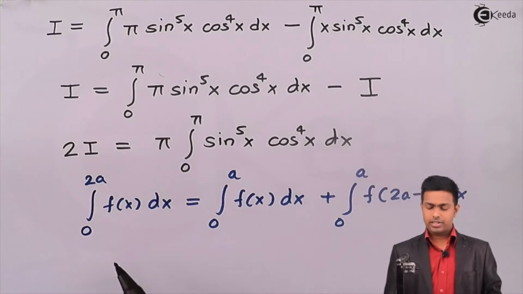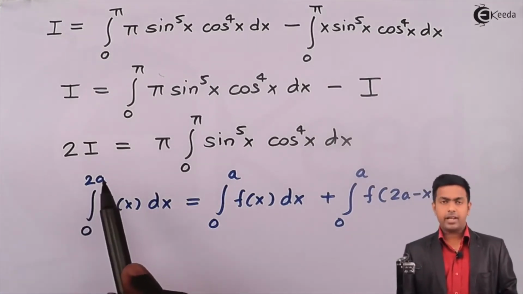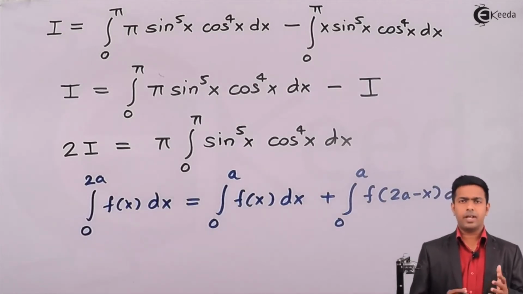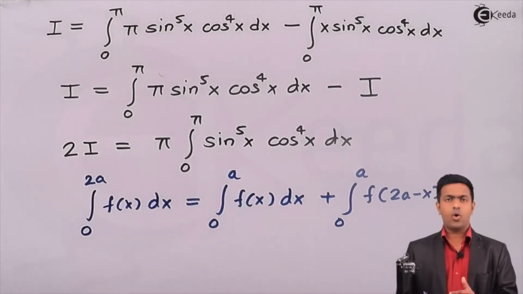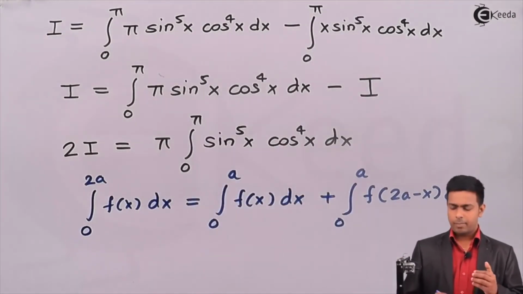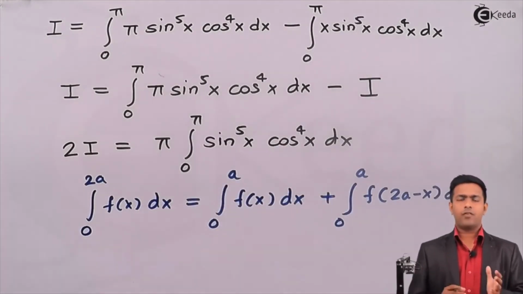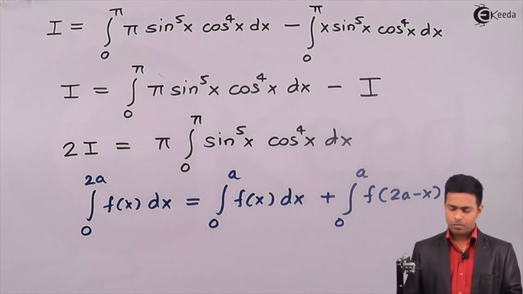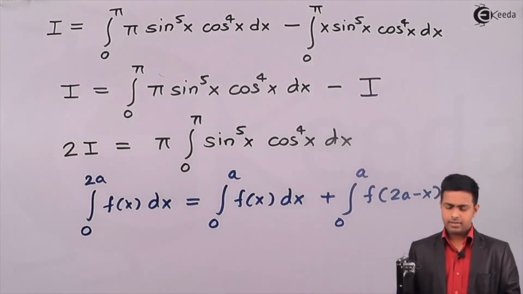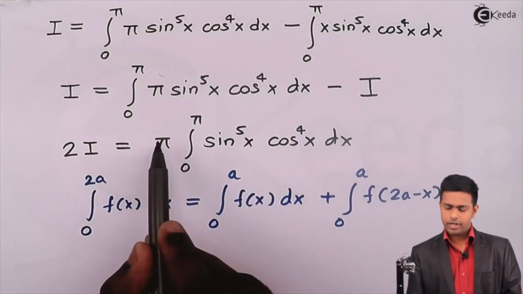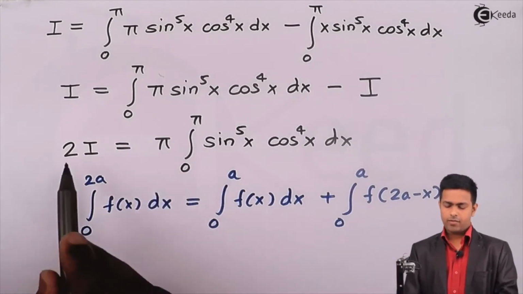So guys, by using this property we can make the limit from 2a to a, so we can make half the value of the upper limit. Here the upper limit is pi, so half of that is pi upon 2, and we can get 0 to pi by 2. By using this and shifting this 2 to the right hand side, we will get pi by 2 as a value of I.